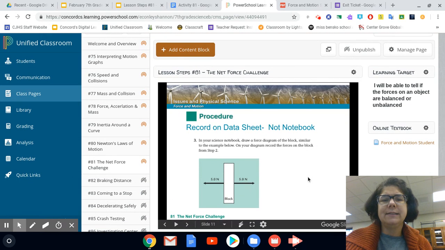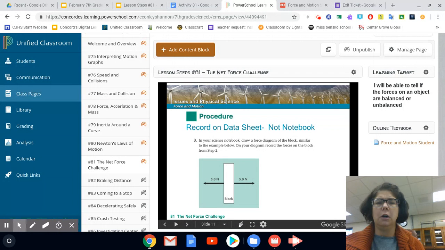In step 3, it says, in your science notebook, draw a force diagram on the block similar to the example below. On your diagram, record the forces. So here's an example that they gave you in the textbook. You're not dealing with 5 newtons of force. You're dealing with 1 newton of force. But you can use this as an example to go by in drawing yours.